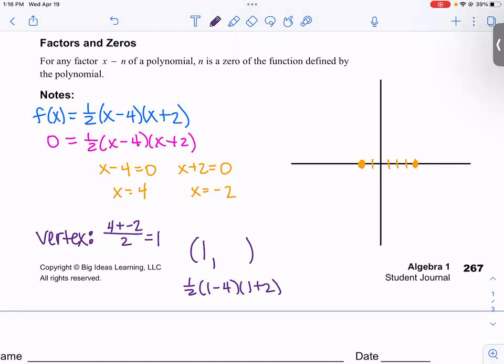Okay, so let's ignore the 1/2. What is 1 minus 4? Okay, so we have -3 times... so we have -9 times 1/2. So we have -9/2, which is the same as -4.5. And look.